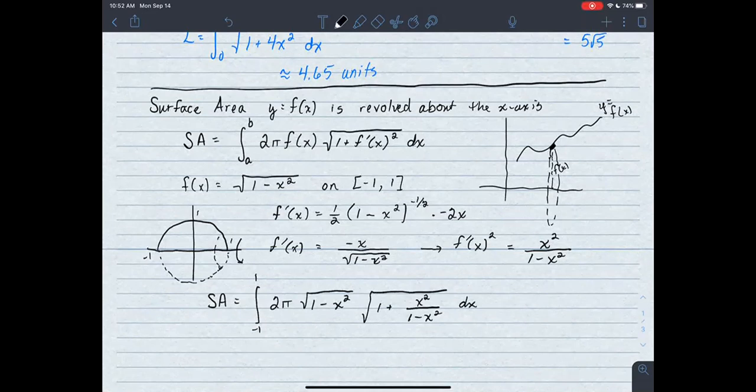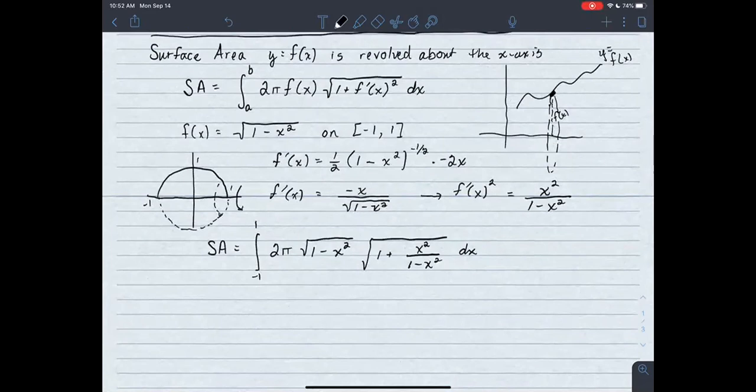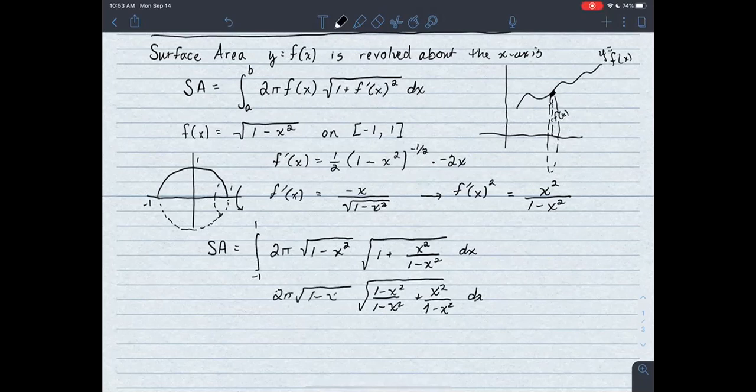Now, normally I would say, you know what, just pull out the calculator, but this is a case where doing a little bit of algebra will actually make this integral so much simpler that we're going to go ahead and do it. So I need to add underneath this radical the 1 plus the x squared over 1 minus x squared. And to do that, I need a common denominator. 1 minus x squared over 1 minus x squared plus x squared over 1 minus x squared. Everything else stays the same for now. We're still integrating from -1 to 1.